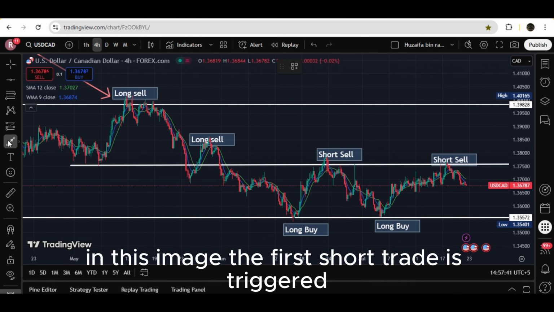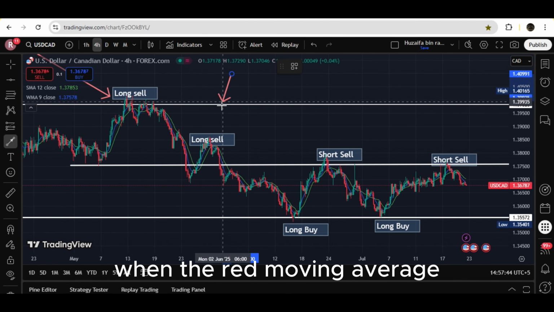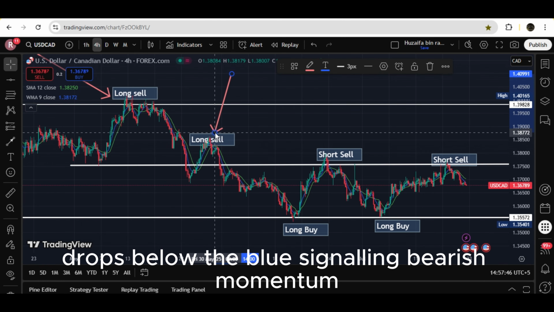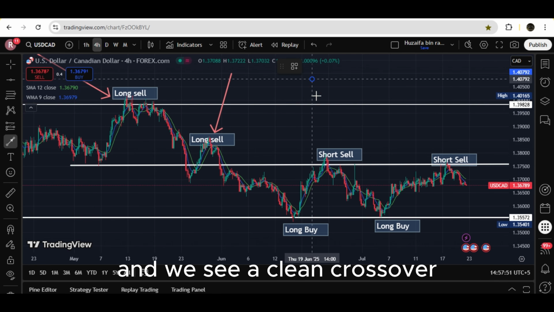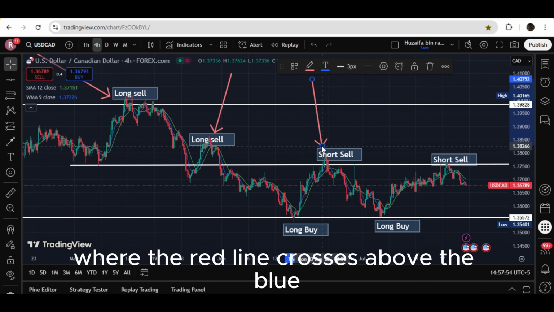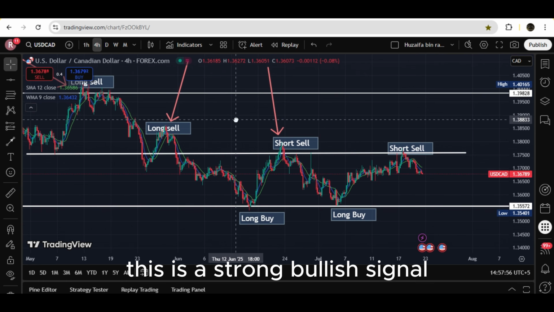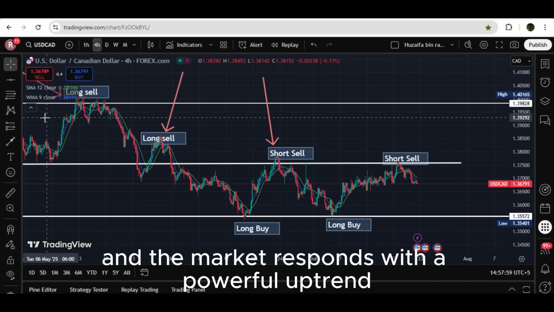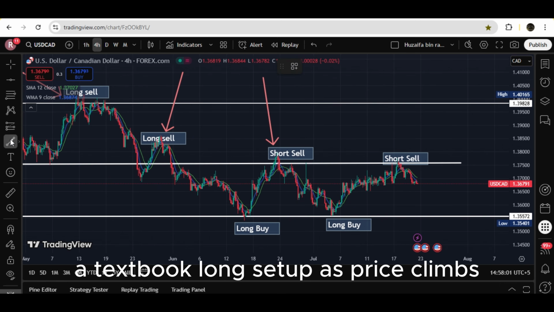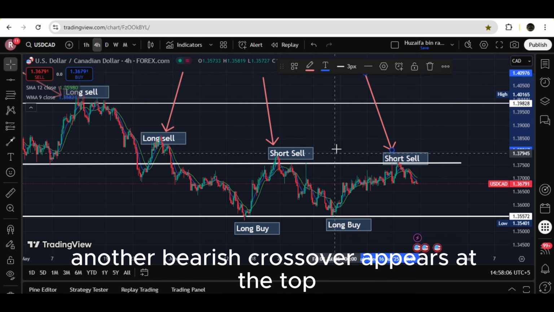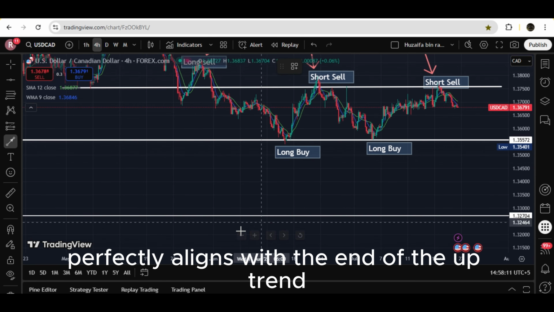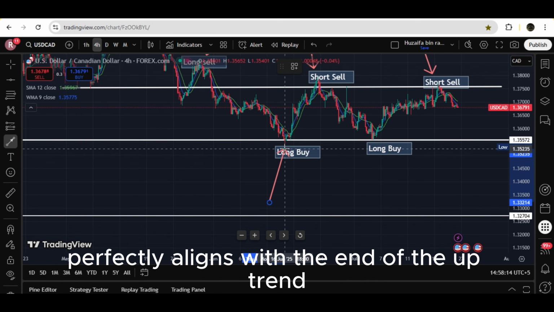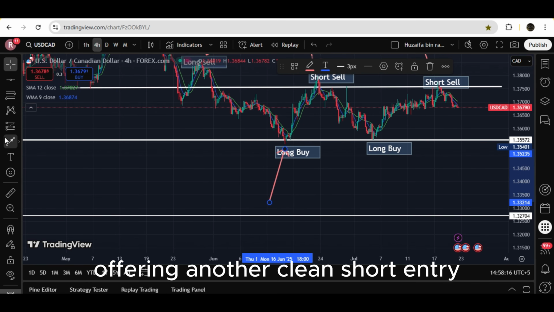In this image, the first short trade is triggered when the red moving average drops below the blue, signaling bearish momentum. Shortly after, the trend reverses, and we see a clean crossover where the red line crosses above the blue. This is a strong bullish signal, and the market responds with a powerful uptrend, a textbook long setup. As price climbs, another bearish crossover appears at the top, where the red MA drops below the blue again. This short signal perfectly aligns with the end of the uptrend and the beginning of a downtrend, offering another clean short entry.